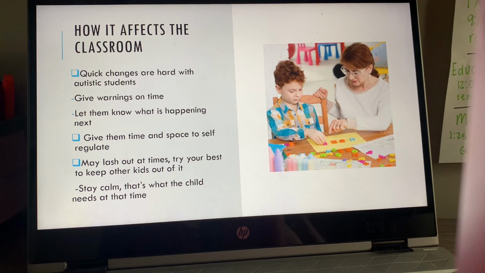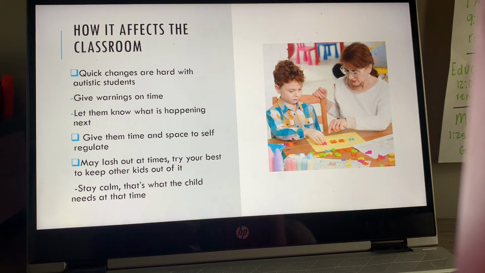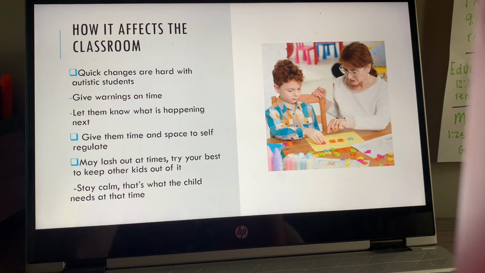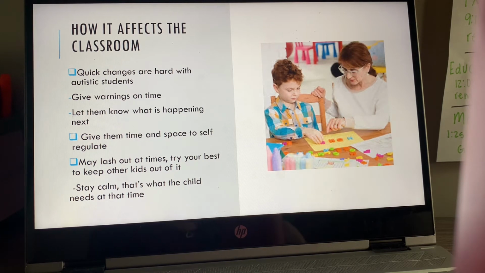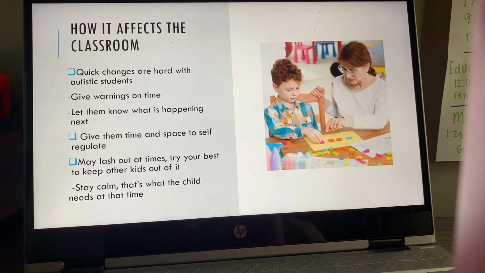So next, a big thing that people worry about is how autism spectrum disorder is going to affect the classroom. So these are some ways to make the transition smoother and make the time for the child with ASD more enjoyable for them. So commonly, quick changes are hard with autistic students. They like to know what is happening next, and if there is a change in the schedule, I recommend telling them ahead of time, because they are very schedule driven and they know what is next and they want what is next to be what is next.